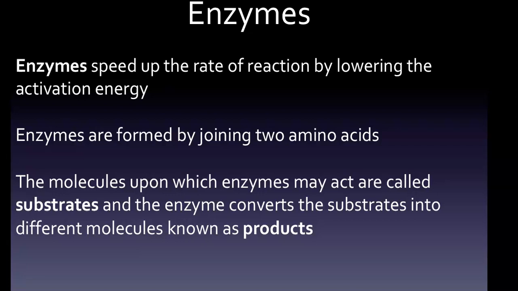Jumping to enzymes. Enzymes speed up the rate of reaction by lowering the activation energy, which is the energy required for the reaction to actually take place. Enzymes are formed by joining amino acids, and enzymes are globular proteins. The molecules upon which enzymes may act are substrates, and the enzyme converts the substrates into different molecules known as products. Almost all metabolic processes in the cell need enzyme catalysis in order to occur at rates fast enough to sustain life.